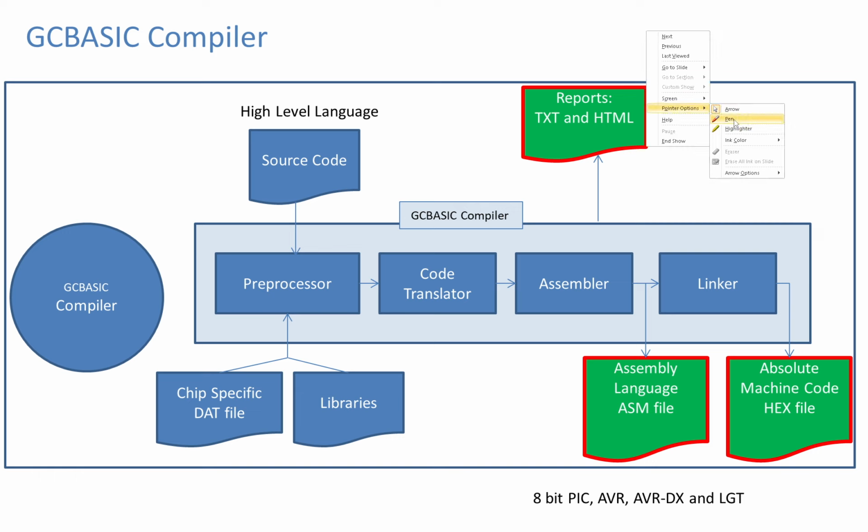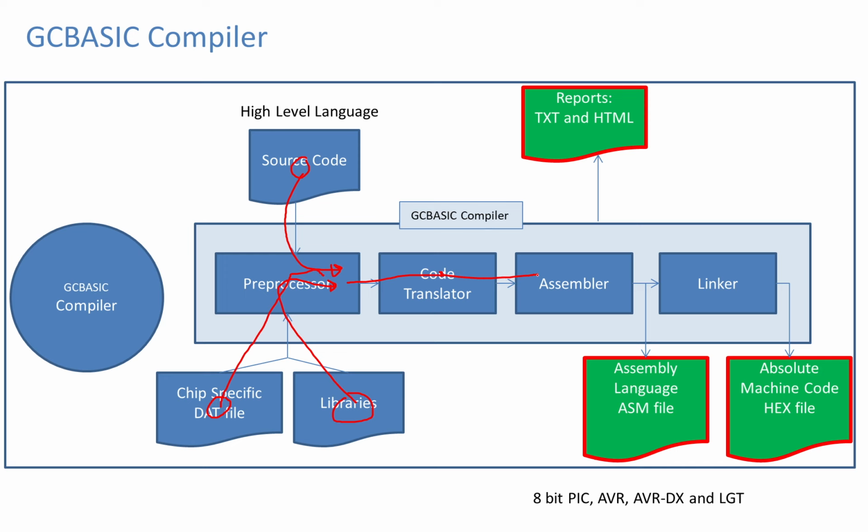For those who haven't seen this before, basically we take the source code, we take some libraries down here, we take some information about the chip, quite a lot of information, and we pull that together during the compilation process. We pull the libraries in, and one of those libraries happens to be for the graphical LCD, or GLCD as I will now call them. It goes through a code translator, assembler, produces some output files here in terms of reports and assembler files, goes through the linker and produces a hex file.